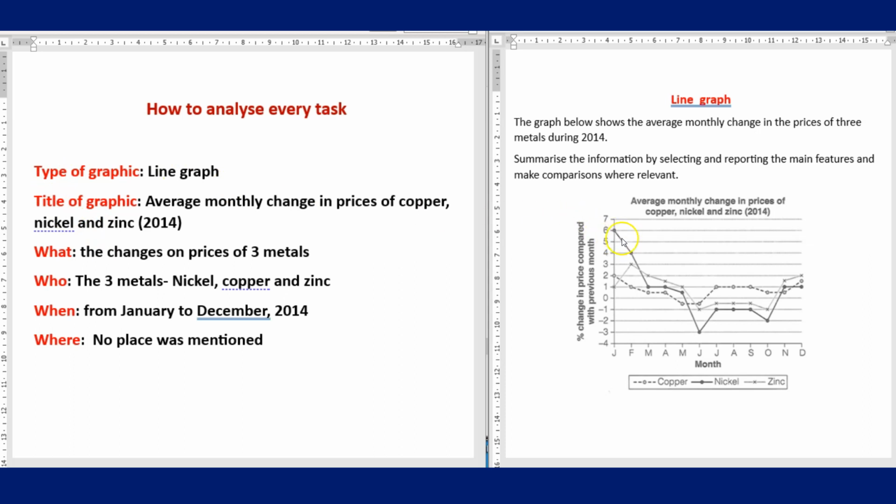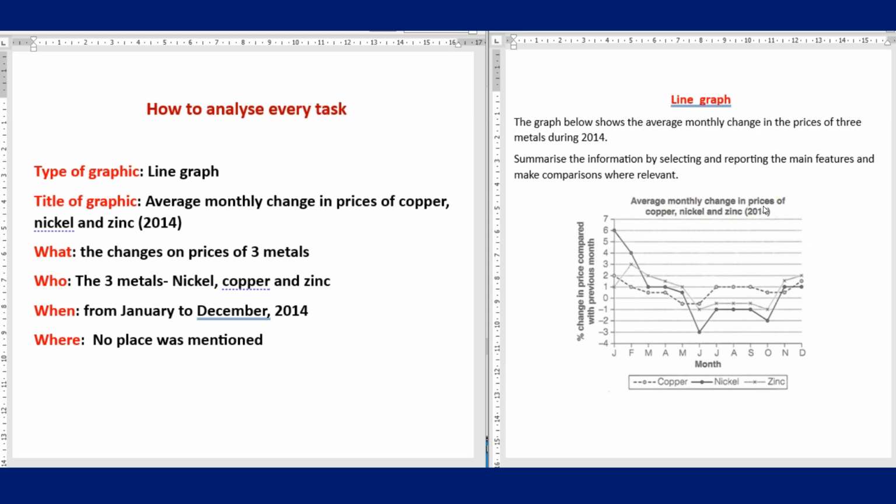And we know that this is a line graph. Okay, basically it is a line graph. So we've answered that question. And what is the title of the graph, or the title on the graph? We already know the question, all right, but we want to know the title if there is any on the graph. And we've seen that the title on the graph states the average monthly change in prices.